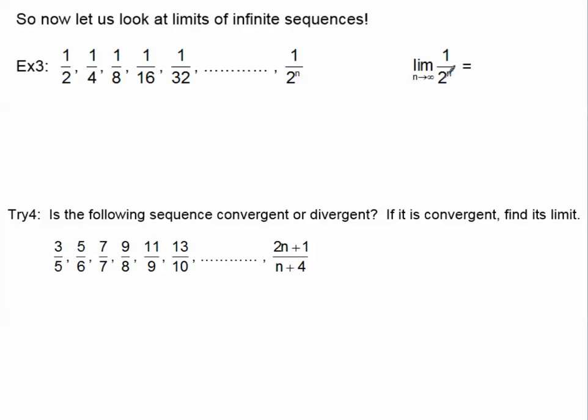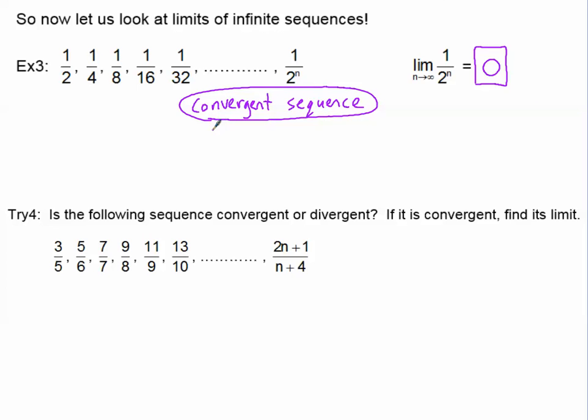Well, the variable is only in the denominator. This time it's an exponent, but it doesn't matter. The variable is only in the denominator, which means the denominator will be getting very large. And if the denominator gets very large and the numerator does nothing, well, then this limit should be equal to 0. We've already talked about that. And because this limit exists, we will call this a convergent sequence.